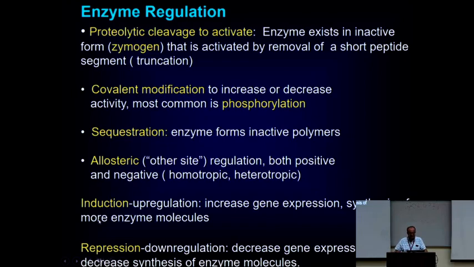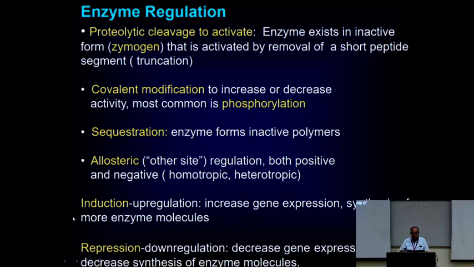Now down here, this is called repression, which is the reverse. That means under certain circumstances, the cells may decide to downregulate the expression of a specific enzyme. We don't need that enzyme, so the cell doesn't produce that enzyme, or reduces the amount of that enzyme. That's specifically called repression or downregulation.